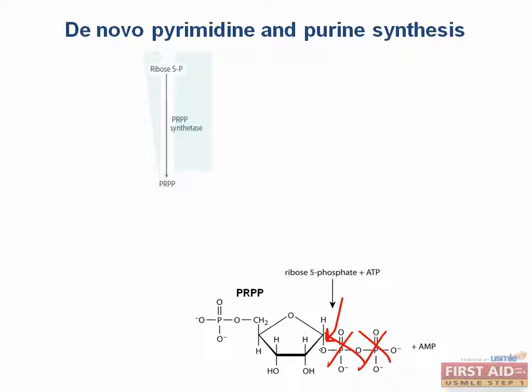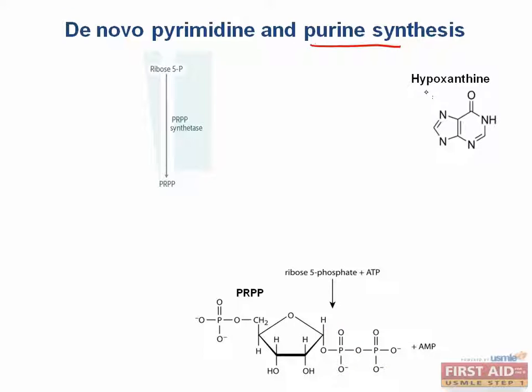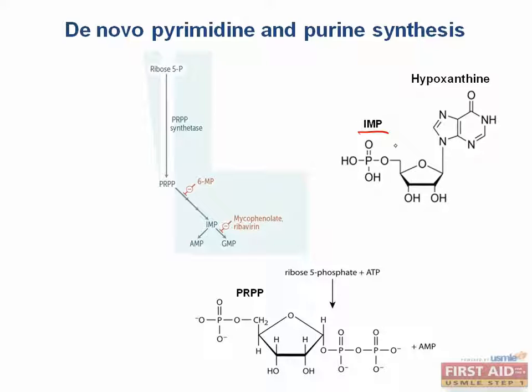Okay, so PRPP is used to make both purines and pyrimidines, but we'll start with purines because they're easier. For purine synthesis, we're going to add a precursor base called hypoxanthine, which looks like the other purine bases, onto our PRPP, which results in a nucleotide called IMP, or inosine monophosphate.